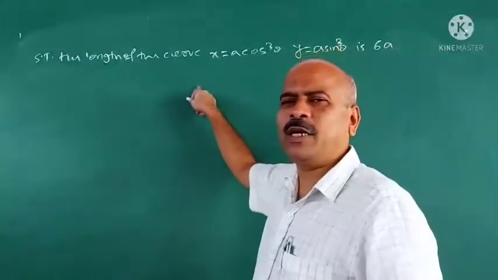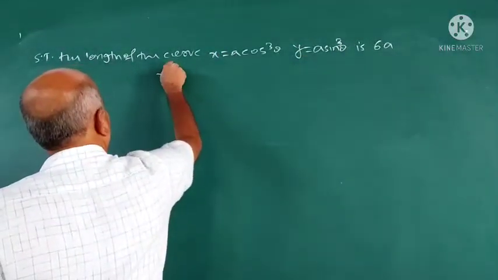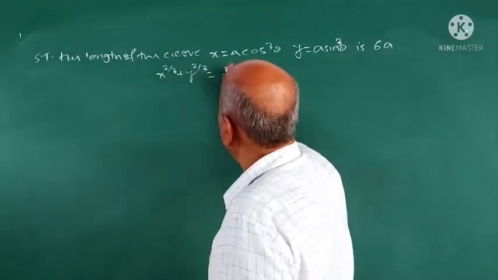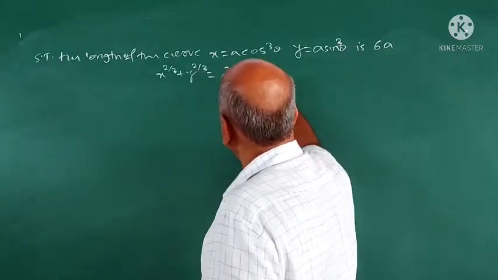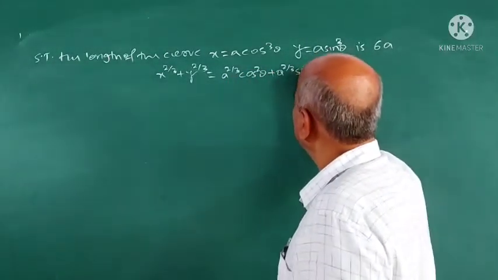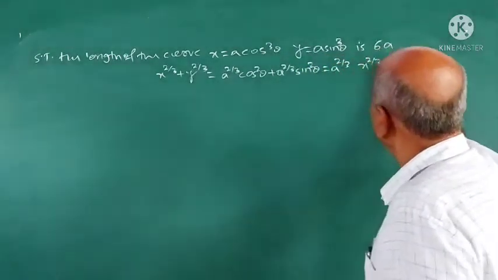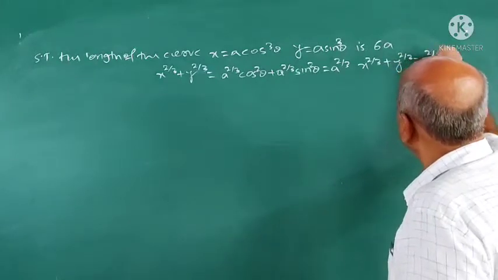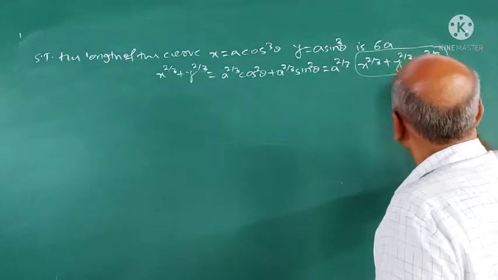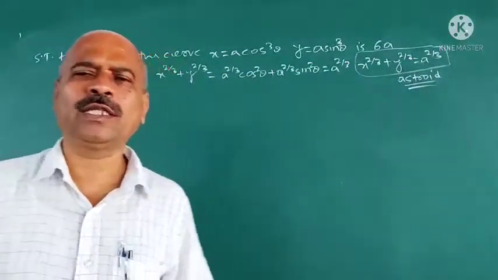If we convert the same parametric to Cartesian form, how to convert it? I take x raised to 2 by 3 plus y raised to 2 by 3. I eliminate theta like this. What is x raised to 2 by 3? It is a raised to 2 by 3 cos square theta, plus a raised to 2 by 3 sin square theta. So it is a raised to 2 by 3. So x raised to 2 by 3 plus y raised to 2 by 3 is a raised to 2 by 3. And you know that it is a well-known curve. It has very important applications. It is called asteroid.